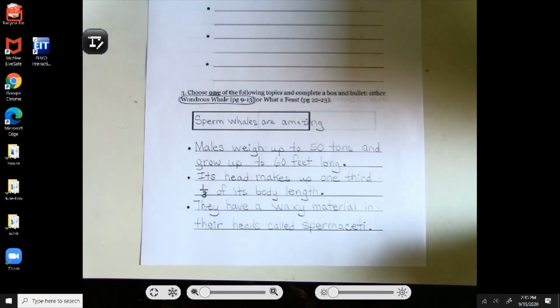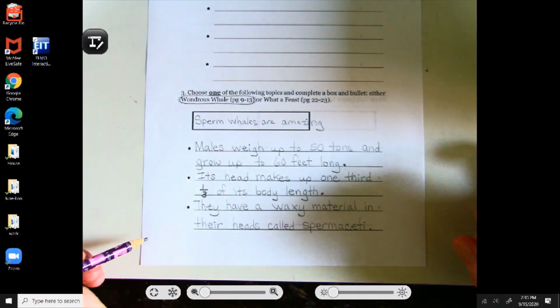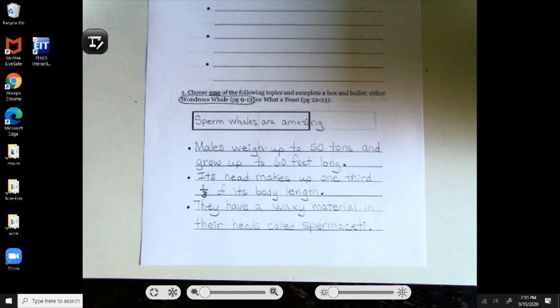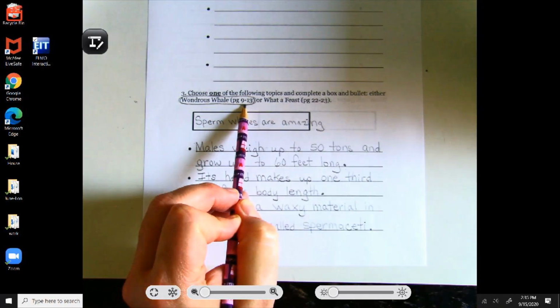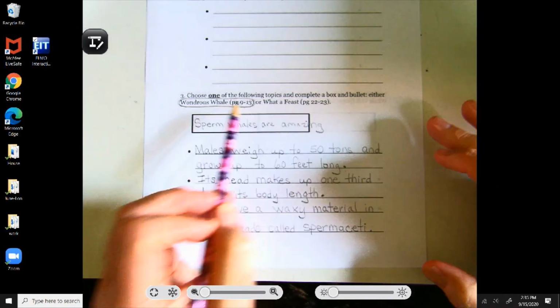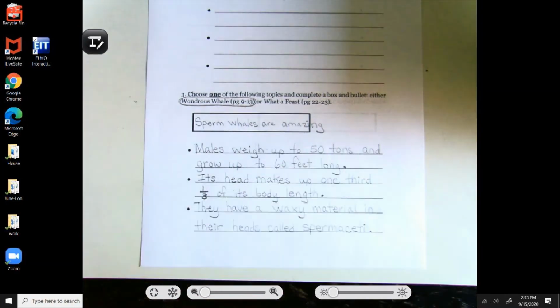Now, you maybe found some other facts that are amazing. If you want to use one of those instead and you weren't writing mine with me, that is absolutely okay. But remember, this part tells us we have to stick to this chapter, pages 9 to 13. If you wrote exactly what I wrote, that is all right as well.